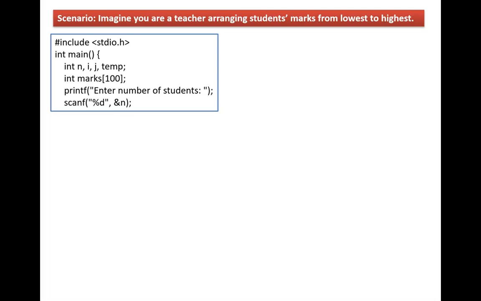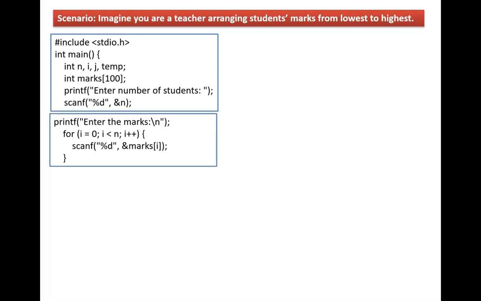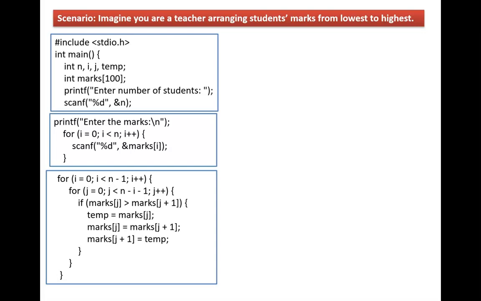Declare all the variables. I have an array called marks whose size is 100, type is int. Then I'm asking the user to enter the number of students. N is the number of students. I'm asking the user to enter the marks of the students. Using a for loop and scanf, I get the marks of the students.